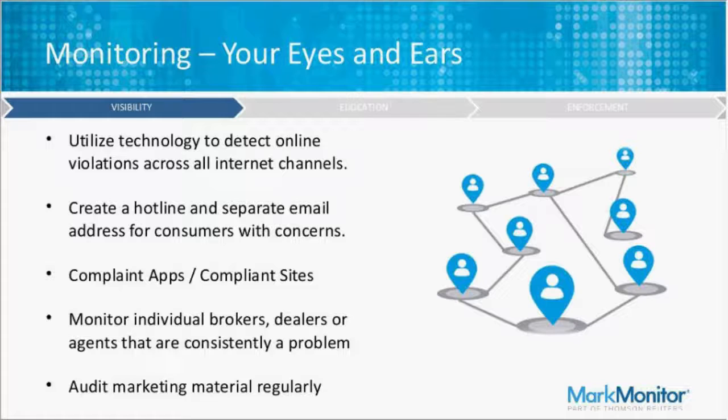Now, again, if you find individual brokers or dealers that are causing a problem, you want to monitor them. You want to look at how they're communicating with customers, what they're putting out there. And then you want to audit the marketing material regularly. I know a lot of company compliance teams will put out specific marketing material that has been vetted and approved. What I'm talking about here is the other marketing material, anything else that these guys are putting out there that may not have gone through the proper channels. So that's just something to keep your eye on.